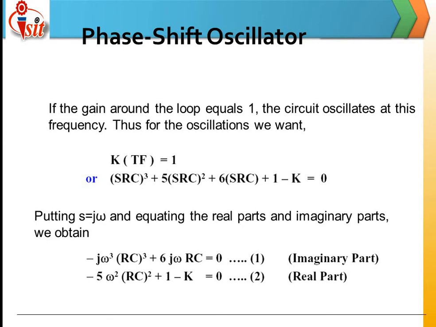Putting s equal to jω and equating the real part and imaginary part, we obtain minus jω cube.